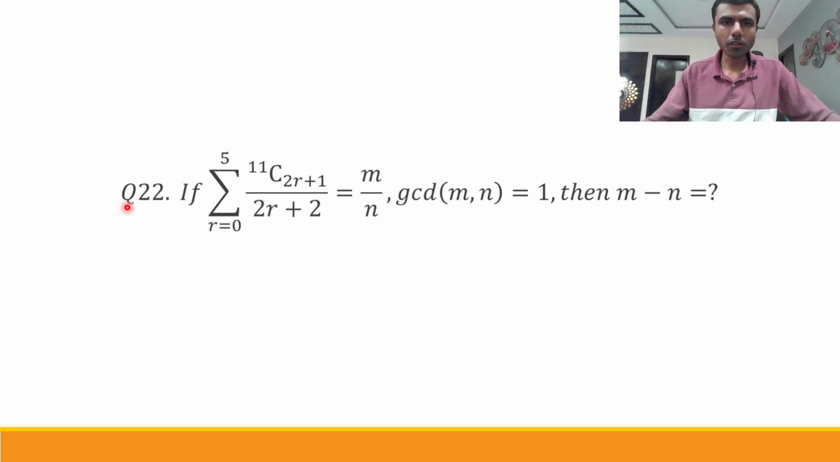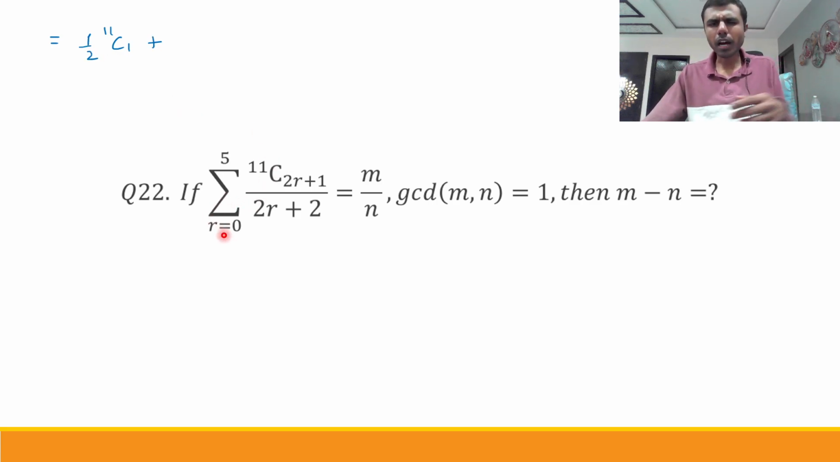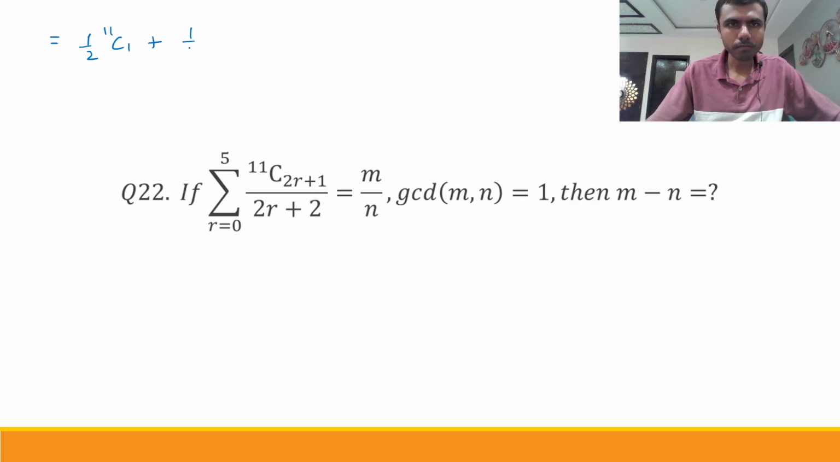Now then, let me just expand the sigma. If I expand the sigma, first put r as 0. So 11C1 by 2 into 0 plus 2, that is 11C1 by 2, or I can write it as half into 11C1. Plus, for r equal to 1, 11C3 by 4, so 1 by 4 into 11C3.